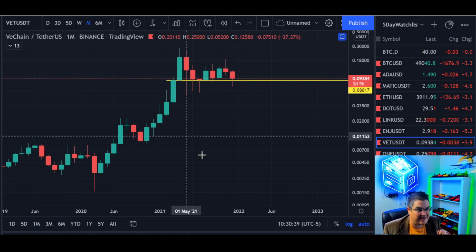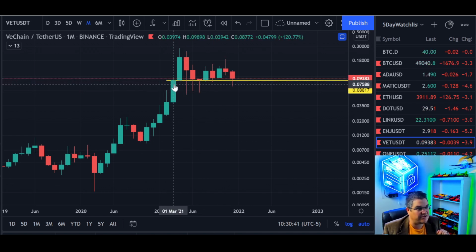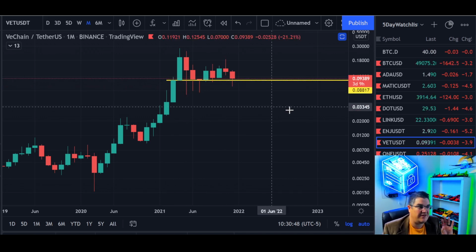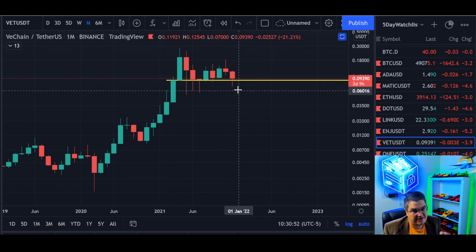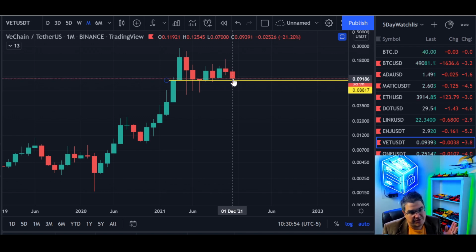If we come back down, that level is right where this candle closed. This candle closed at 8.7 cents. So I would say something right around there for macro level support on the monthly chart. So you can see we're not that far away from it right now, 9.3 cents. So do we close above it?